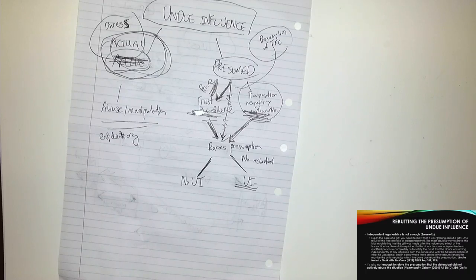The free exercise of independent will: you need to establish that the gift was made after the nature and effect of the transaction had been fully explained to the donor by some independent and qualified person, so completely as to satisfy the court that the donor was acting independently of any influence of the donee and with full appreciation of what they were doing. And in cases where there are no other circumstances, this may be the only means by which the donee can rebut the presumption.